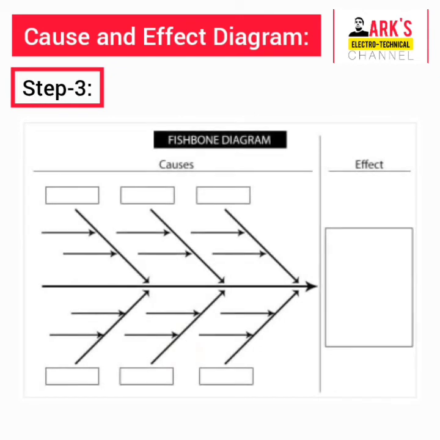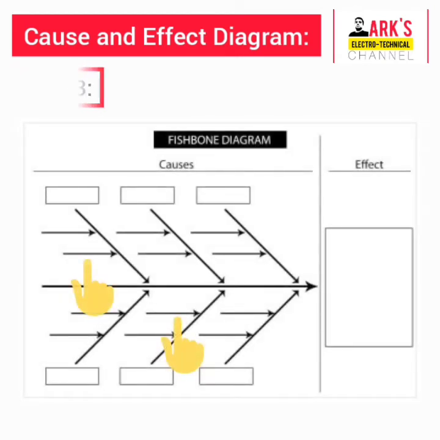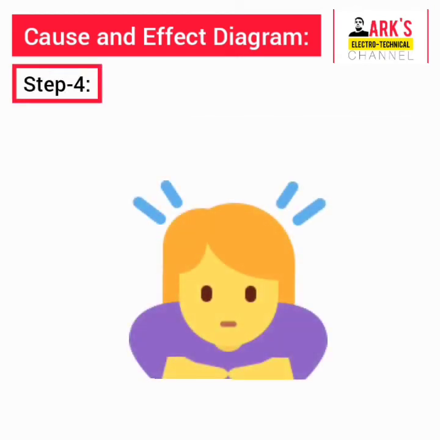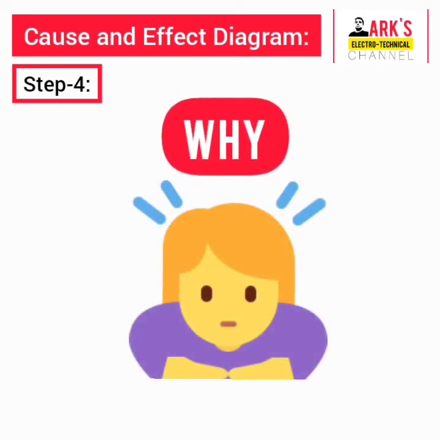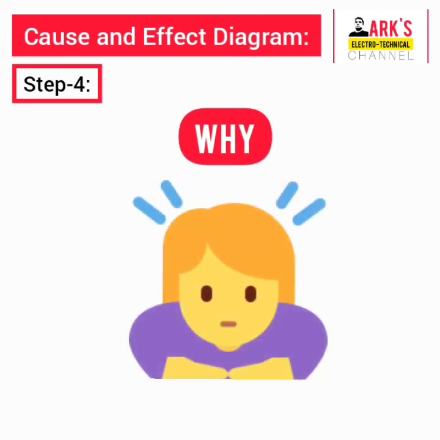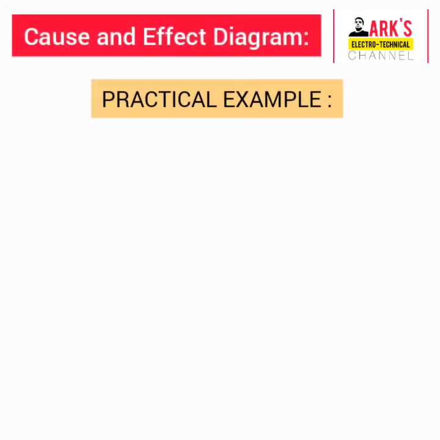So our third step is to dig out and list the potential sub causes. Then the fourth step would be to study and reach the root cause. For brainstorming, the why tool is used. Ask why again and again till you reach the main cause. Now we take a small practical example for better understanding.